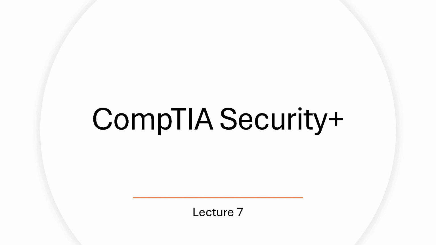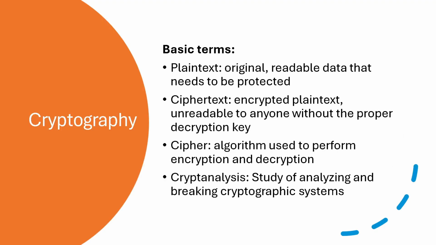Let's get started. Cryptography. Here are some basic terms. Plain text. Plain text is the original and readable data that needs to be protected from outsiders. Ciphertext. Ciphertext is the encrypted plain text, unreadable to anyone without the proper decryption key. Cipher. Cipher refers to the algorithm used to perform encryption and decryption.